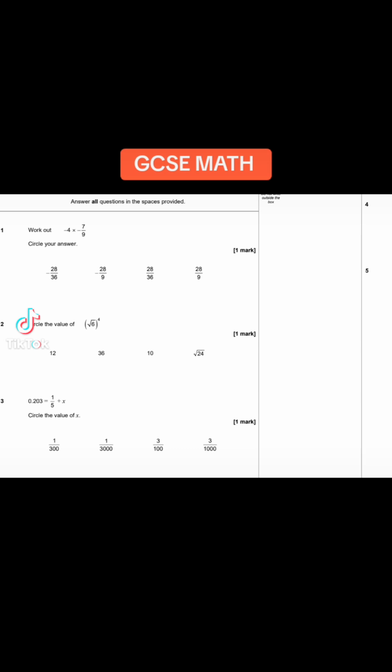Now, look at the first question. In this question, we have to work out -4 multiplied by -7/9. The first thing I say here is, if you are not very careful, you may not pay attention to the fact that there is a negative sign in front of the 7/9. So, in exams, you don't want to rush solving problems. You want to be sure you know what you want to solve.